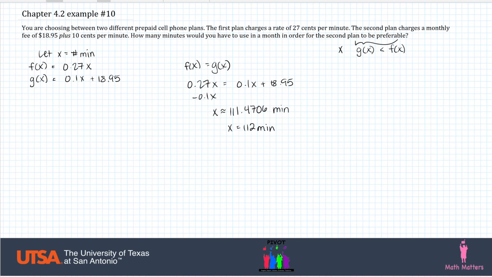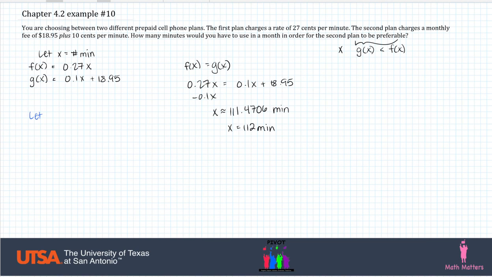So what this means is at 112 minutes, f of x is going to be the same as g of x. If you use 112 minutes, it doesn't matter what plan you have, it's going to cost the same. But if we use anything more than 112 minutes, the second plan is going to be cheaper than the first plan. So we can actually check this by plugging in different x values.